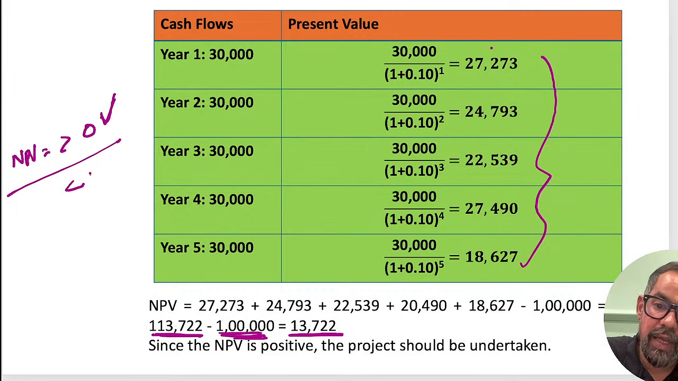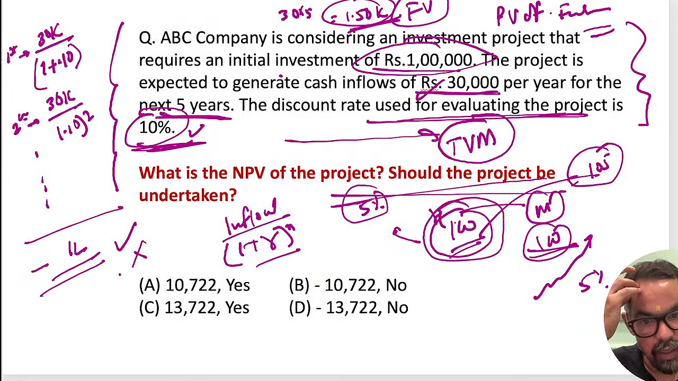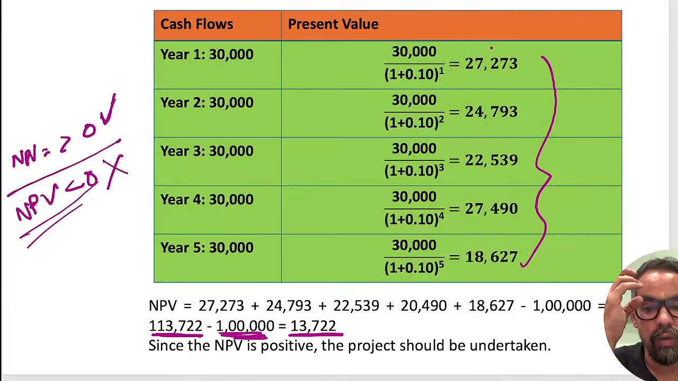When NPV is less than 0, reject. Straightforward rule. That is the case in this one. Sakesh sir is saying option C. What is option C? Absolutely correct. Very good, well done Sakesh sir.